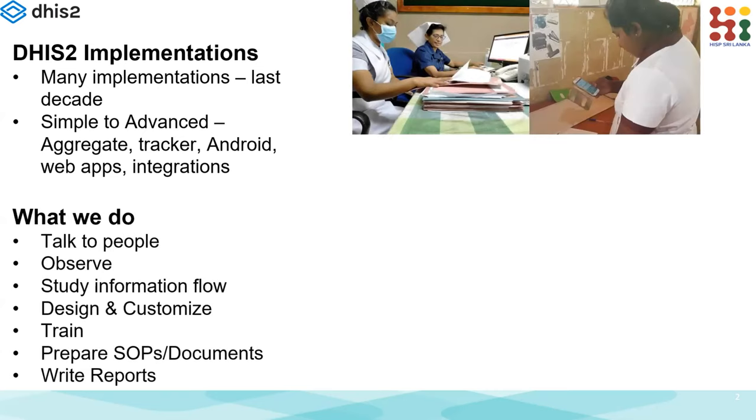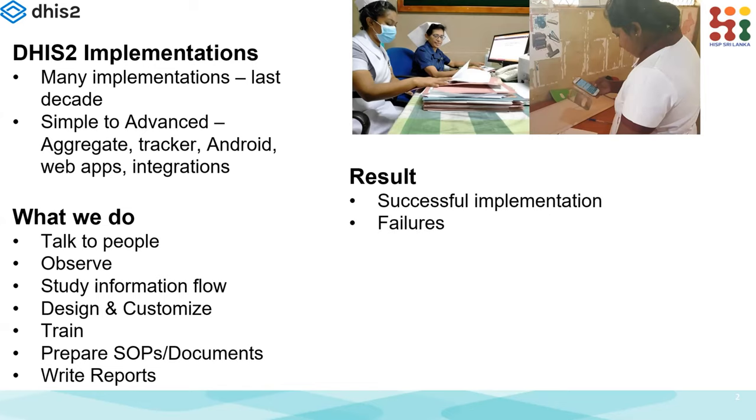But now, when we're actually implementing, even though we don't realize, we do all these things. We talk to people, we observe, we study information flows, we design and we customize the DHIS2, we train people, we prepare documents and SOPs, and we write reports to the donors, development entities, and the ministries. So we do a lot of these things. And finally, we might get successful implementations as well as failures.